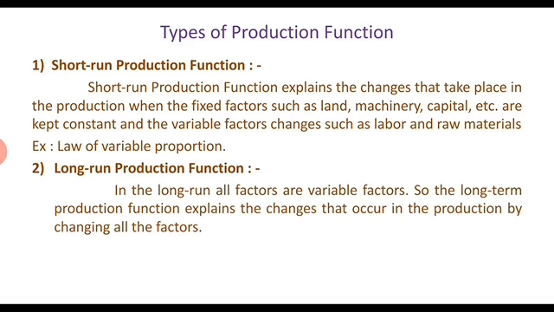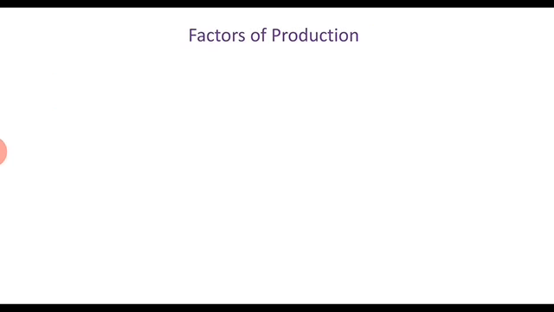Long run production function. In the long run, all factors of production are variable. So, the long-term production function explains the changes that occur in the production by changing all factors. For example, law of returns to scale.